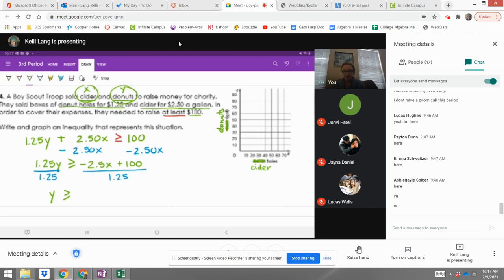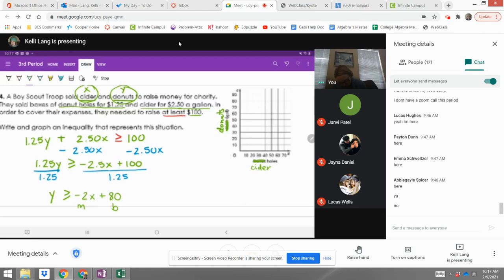When we take negative 2.5 divided by 1.25, we get negative 2. And then when we take 100 divided by 1.25, we end up with 80. So this is our mx plus b form. We're going to use this to draw our boundary line and then do our shading. So our m is -2, and our b is 80.